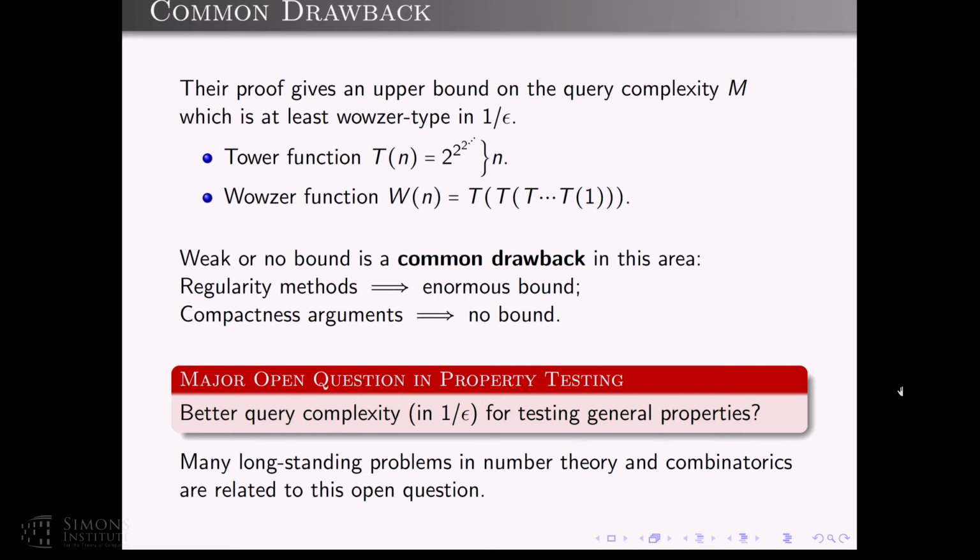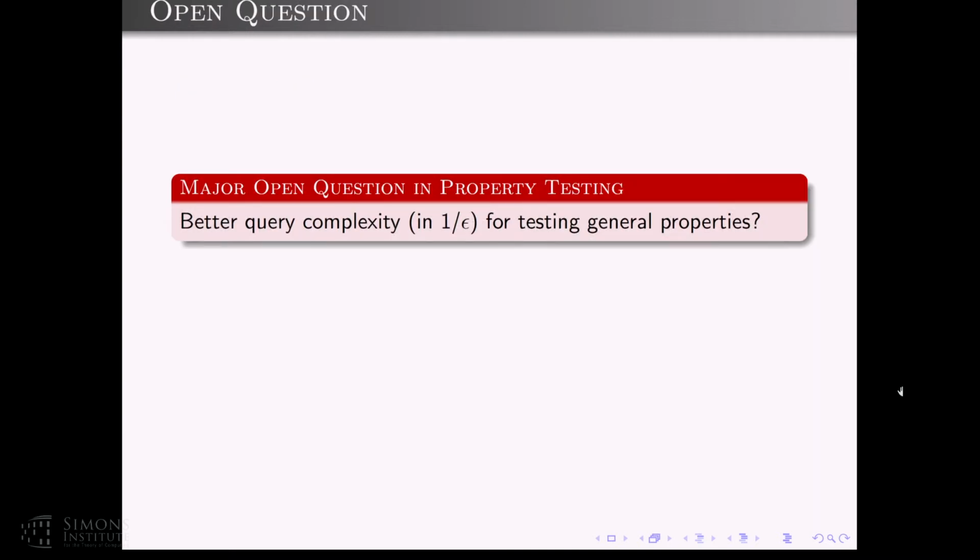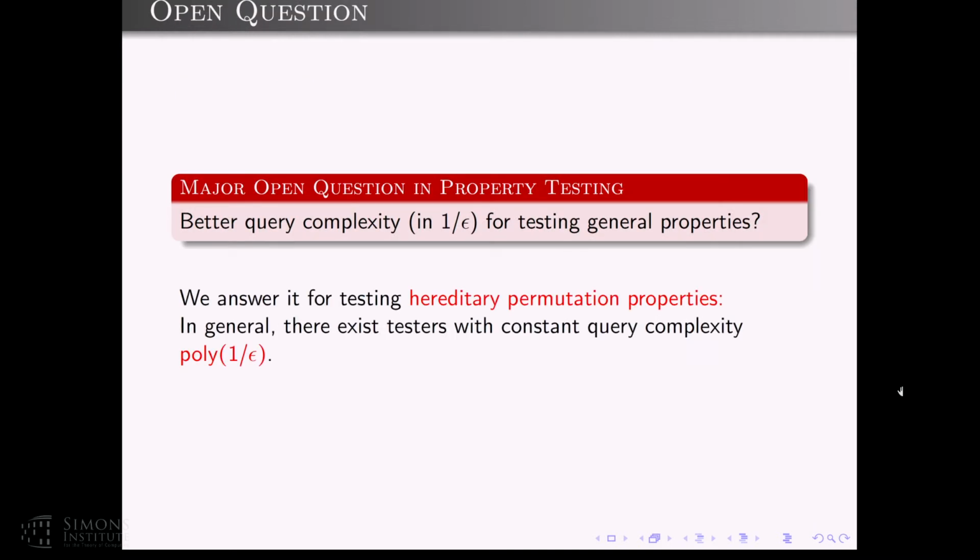And many long-standing problems in number theory and combinatorics are related to getting better bounds for property testing. We studied this question for testing hereditary permutation properties, which is a general property for permutations, which I will define later. And in general, we show there exist testers with constant query complexity, not depending on the length of the permutation. It only depends on the property, and the constant query complexity is polynomial in 1 over epsilon.